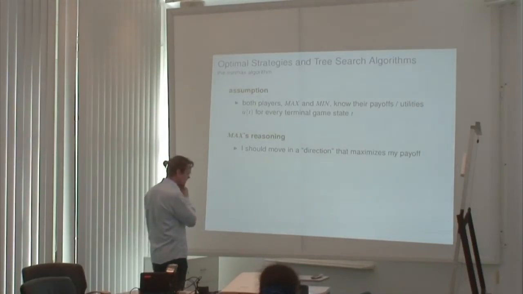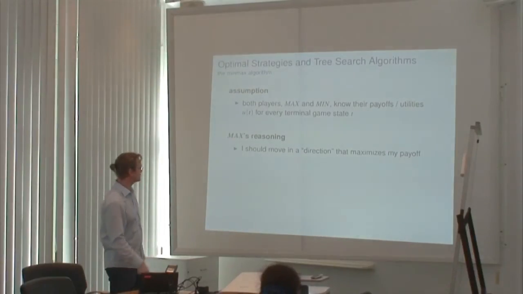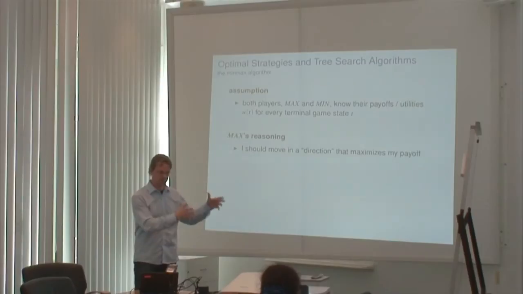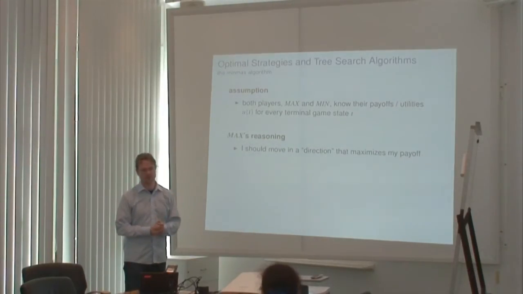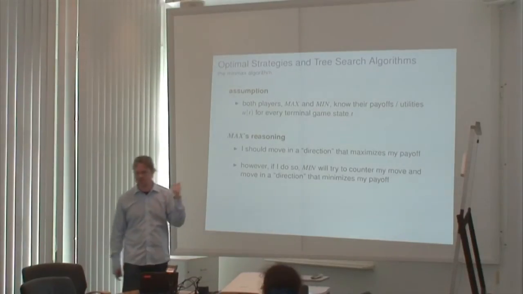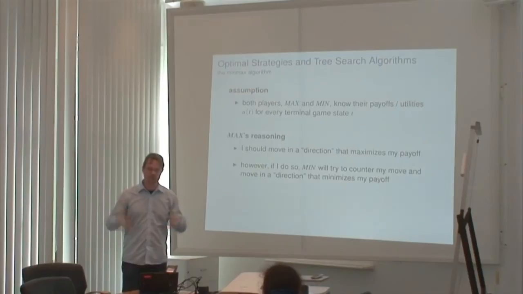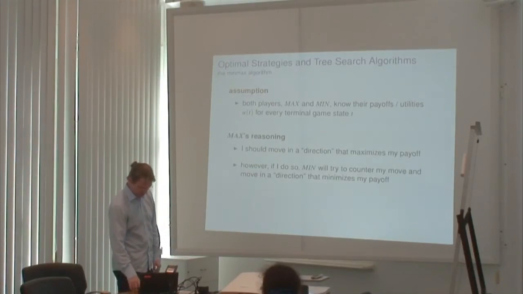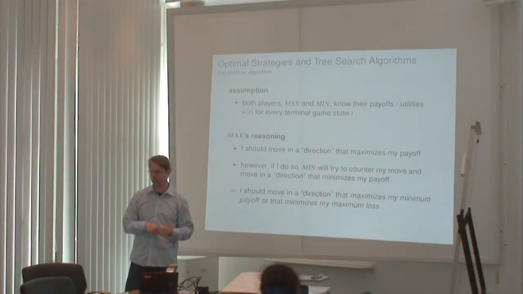And here is the mental process of player Max when he or she is about to make his or her move. I should move in a direction, and by direction I'm referring to picking an edge of the game tree that will lead to the next game state from which there are good chances that I will win the game. I should move in a direction that maximizes my payoff. If I do so, my opponent Min will try to counter my move and move in a direction that minimizes my payoff. We can agree on that. So then what should we do? The answer an optimal player, a player that plays infallibly, will give is, hence, I should move in a direction that maximizes my minimum payoff or minimizes my maximum loss.